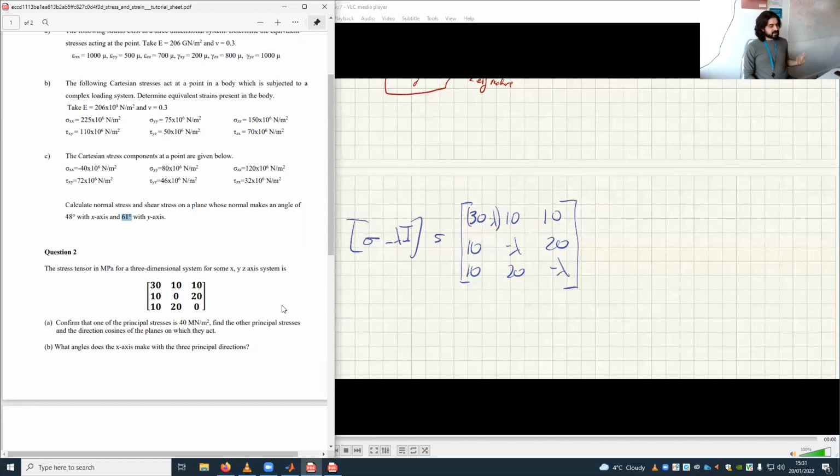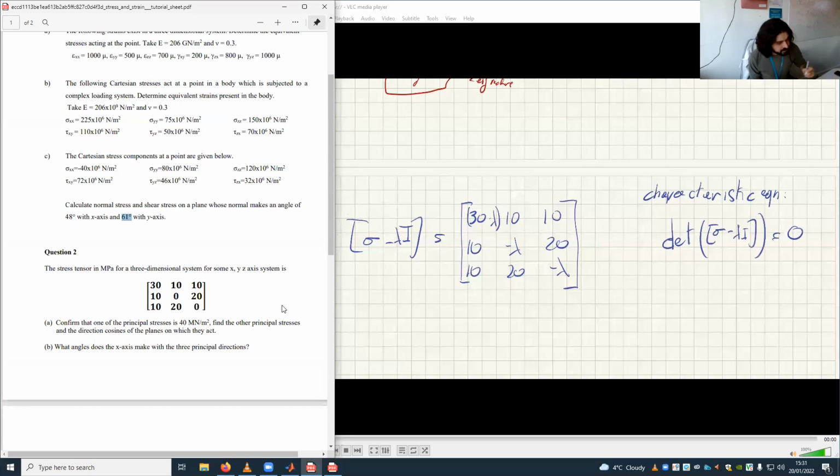And now we need to find the characteristic equation. The characteristic equation is the determinant of this matrix equal to 0. It's an equation, and it's called the characteristic equation. So how do you find the determinant of a 3 by 3 matrix? There is one way, which is called the Sarrus method. Do you know that? You probably should know that.